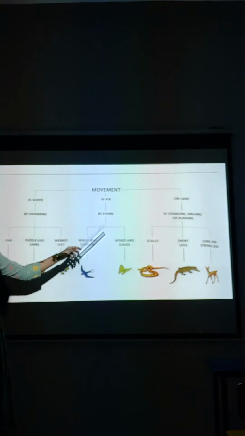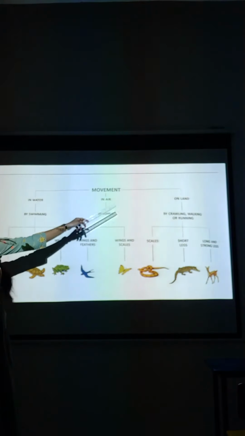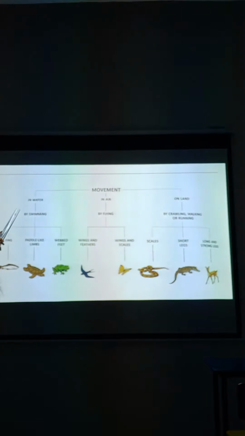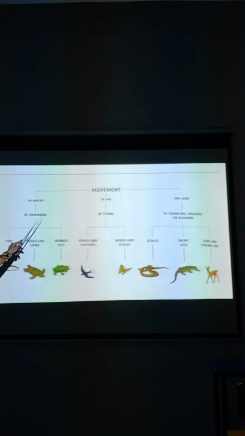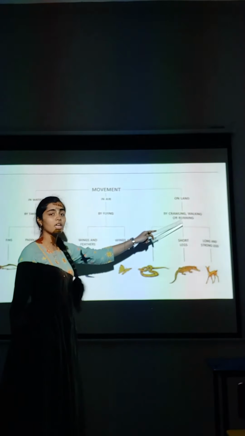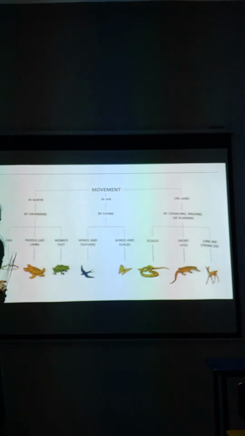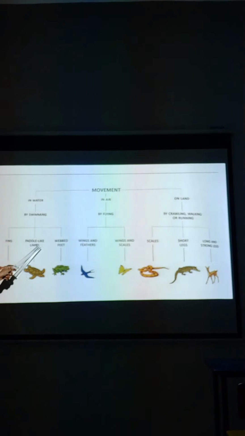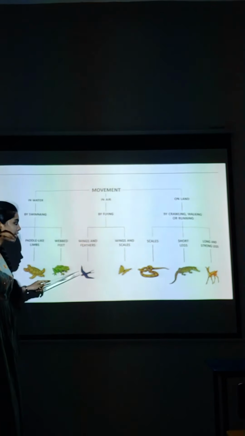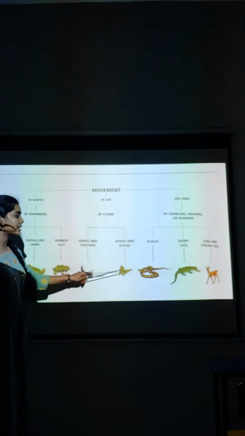Now, movement is divided into 3 areas. In water, in air and on land. In water, how do they move? By swimming. In air, by flying. On land, crawling, walking or running. So we have different examples. Now, fishes use their fins. Paddle-like limbs are used by the tortoise. Webbed feet are used by the frog. Wings and feathers. Wings and scales.